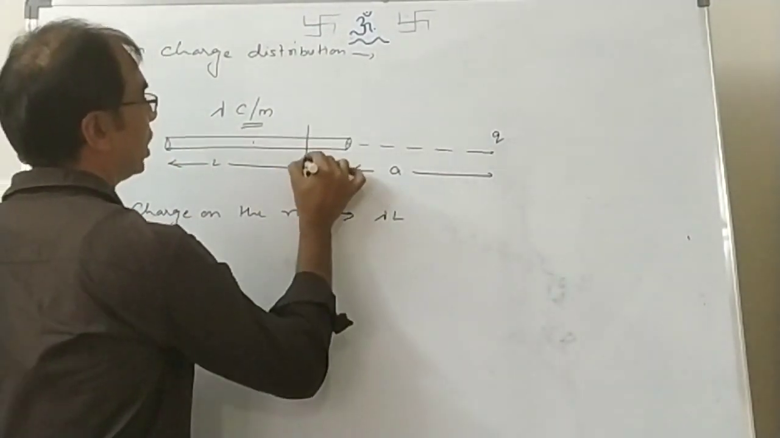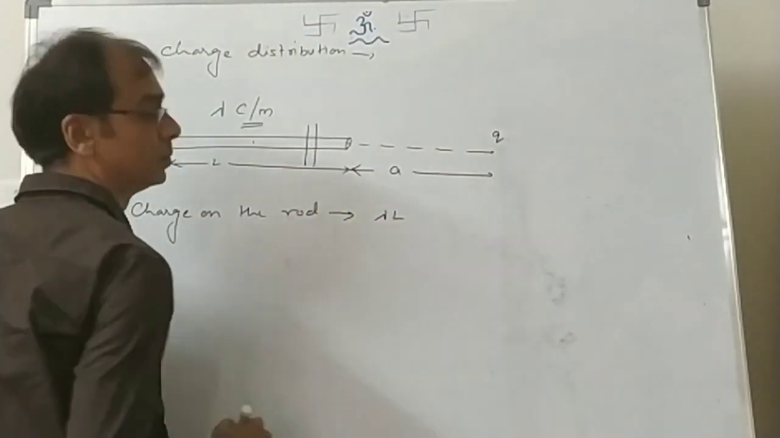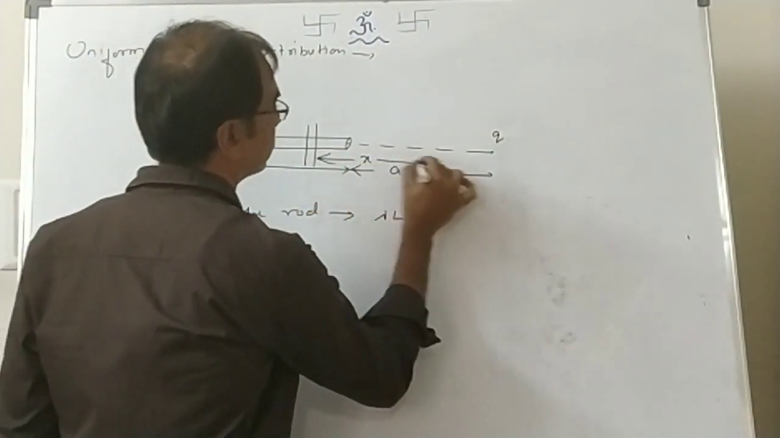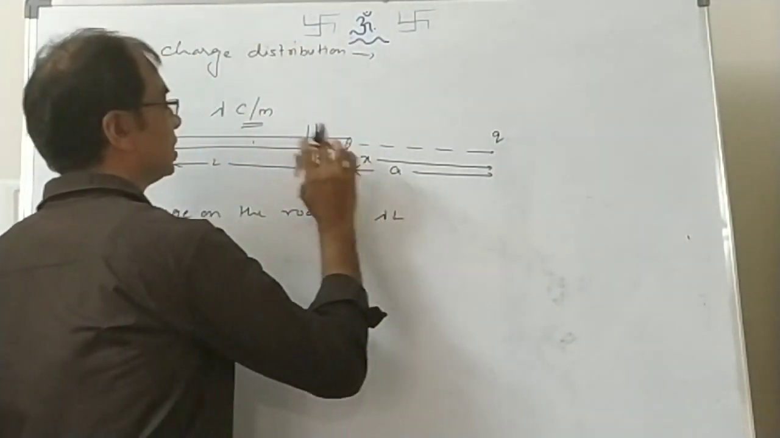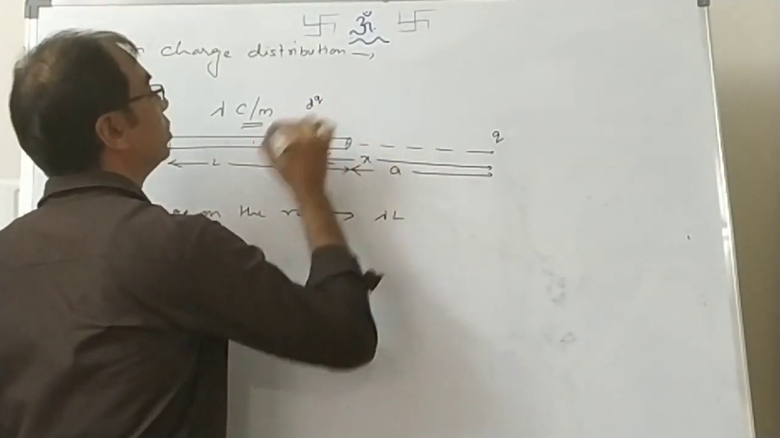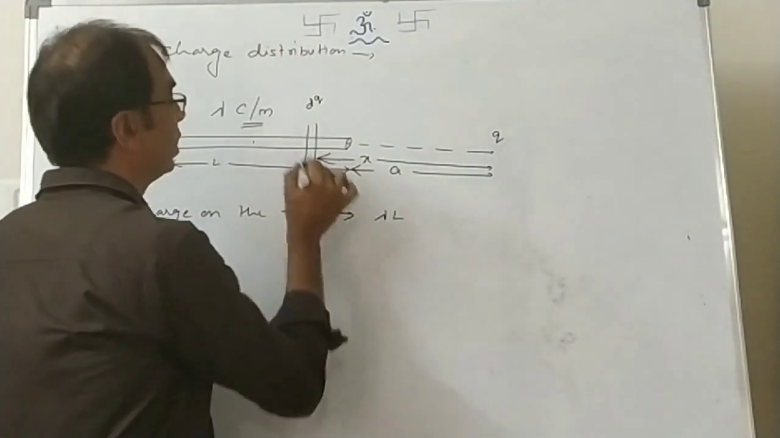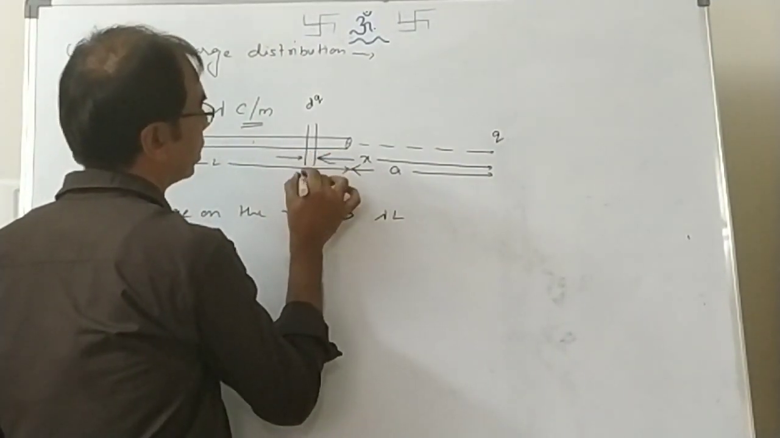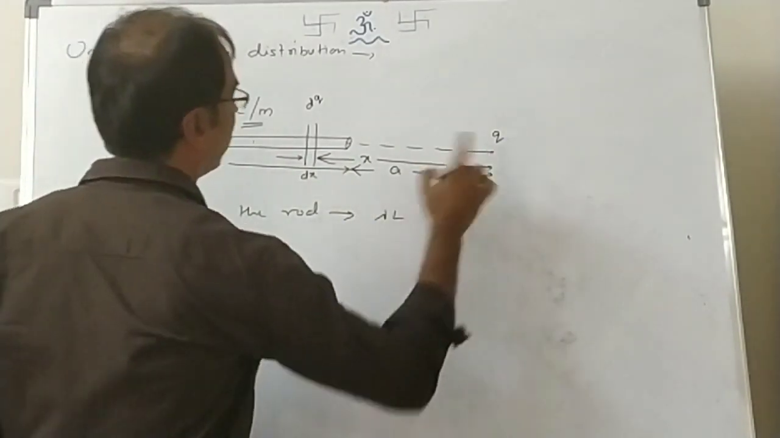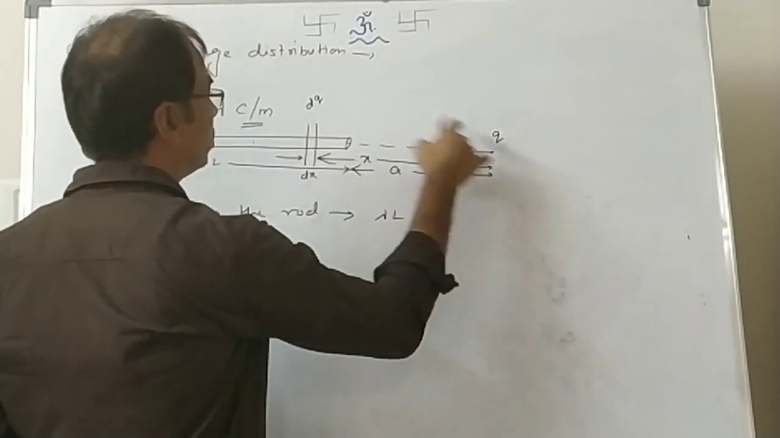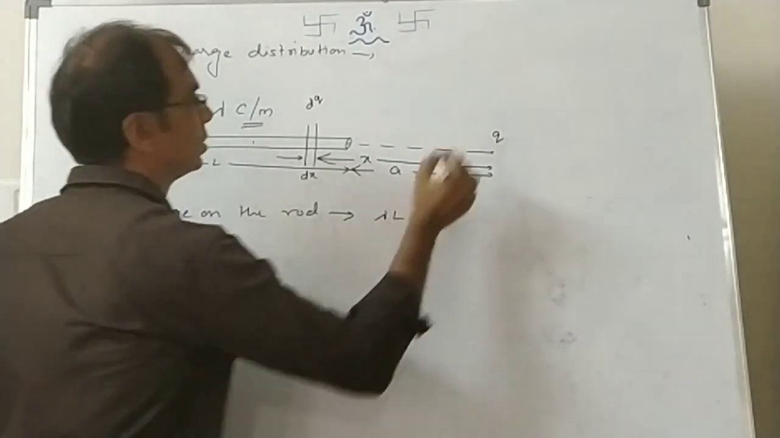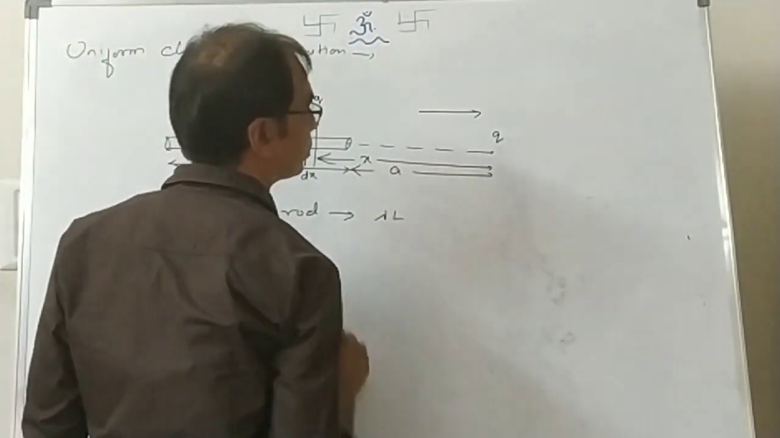So take a point charge here, a very small one. Put this distance as x. So from here its distance we have taken as x. Charge on this one we will assume as dq, and its length, very small, it has to be dx. Now I am going to write the force due to this dq on this q. Will it be repulsive or attractive? Repulsive. So force is like this.